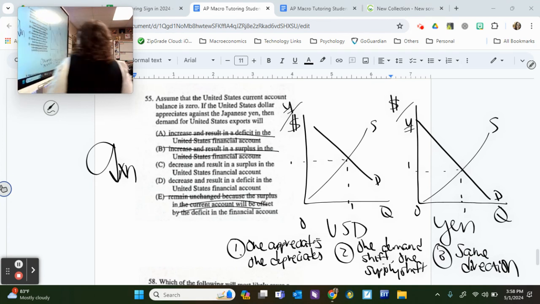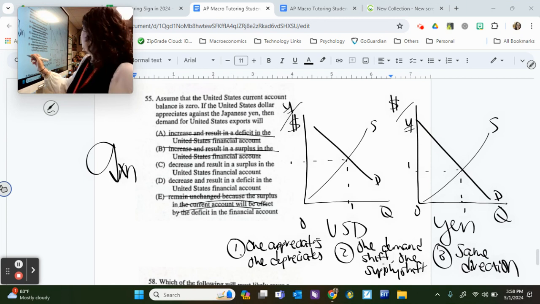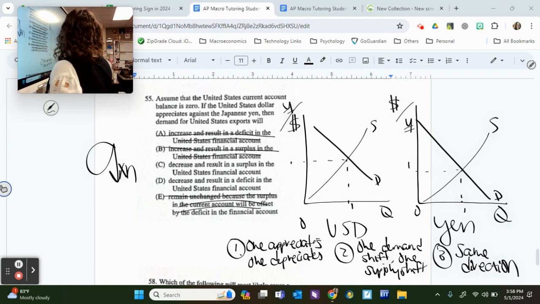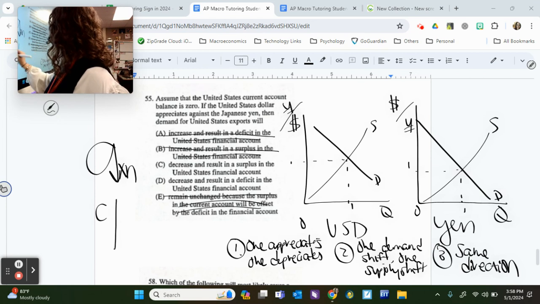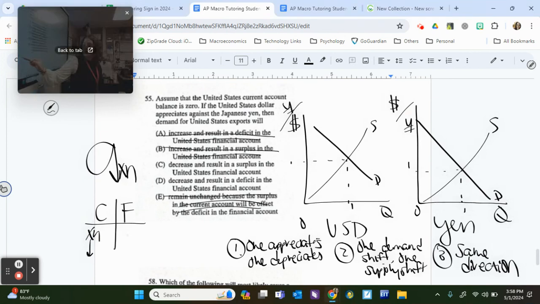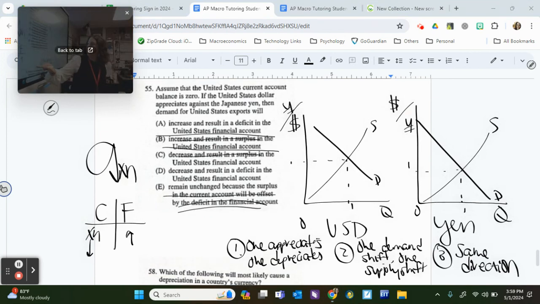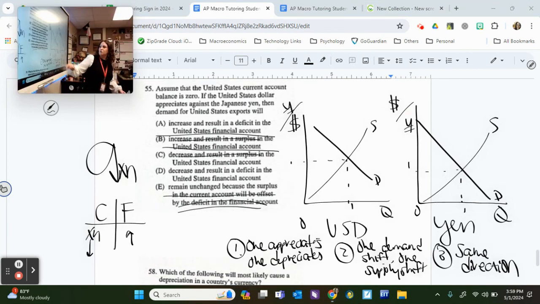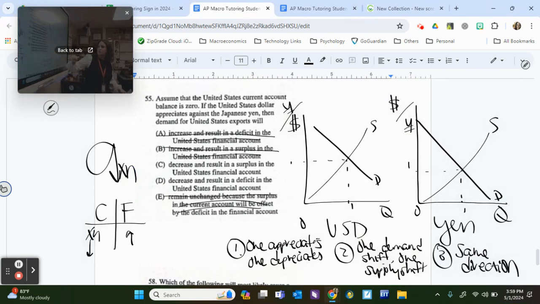Wait, if it appreciates, is there less demand for dollars? Yes, because nobody wants to spend that much money on the stuff that we have. Okay, so current account, financial account. XN is in the current account, and we just said it's going to go down. And they are in balance of each other. So if the current account's going down, there's going to be an inflow in the financial account. And so there's going to be a surplus in financial.